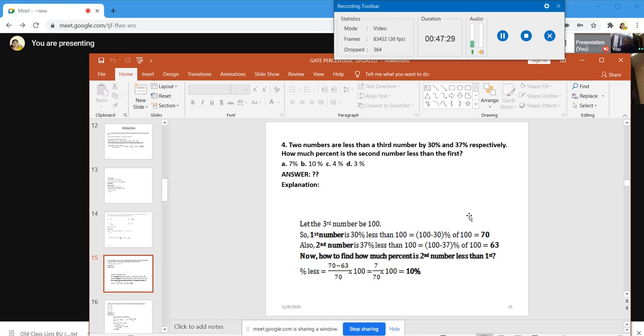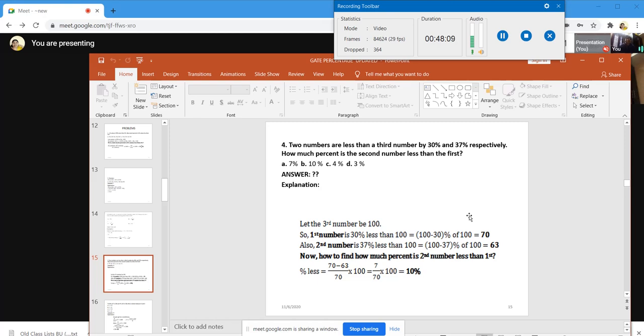The next one. Two numbers are less than a third number by 30% and 37% respectively. How much percent is the second number less than the first? Okay, right. So let the third number be 100. You just assume the third number is 100. The first number is 30% less than 100. So 100 minus 30 is 70. The second number is 37% less. So what is the answer? 63. 100 minus 37 is 63.